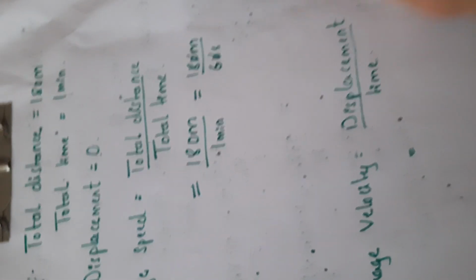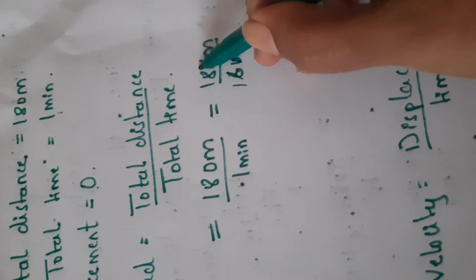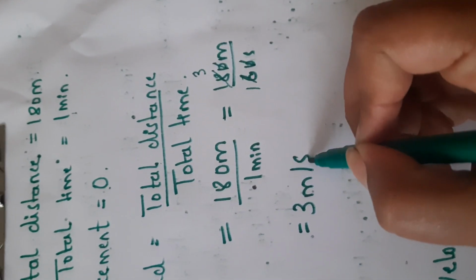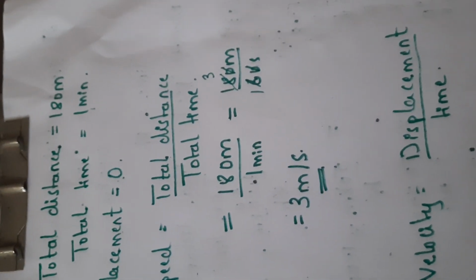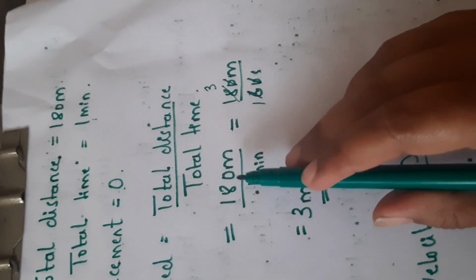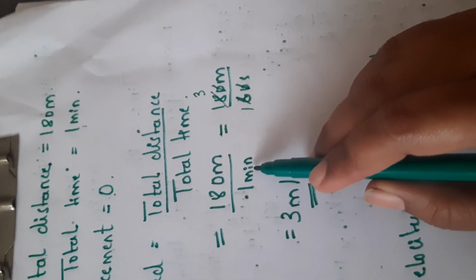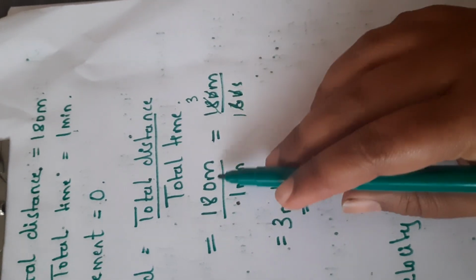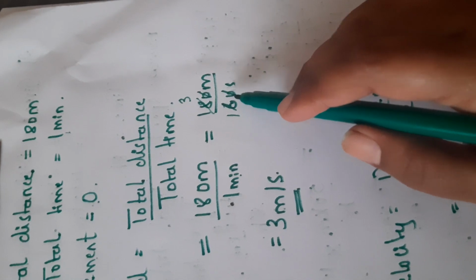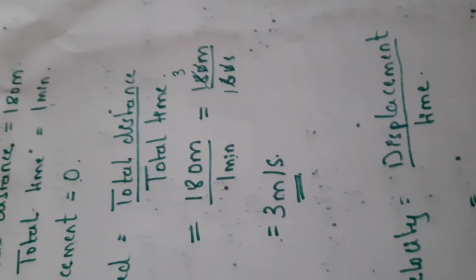See, 0, 0 gets cancelled. Is it clear to you now? 0, 0 gets cancelled. 6 ones are 6, 6 threes are 18. You are getting 3 meter per second as the average speed. Total distance is 180 meter. Time is 1 minute. It should be in kilometer per hour or meter per second. Since the distance is given already in meter, to convert minute to second is simple. So what we did is, in the numerator 180 we kept as it is, 1 minute we converted to 60 seconds. So 0, 0 gets cancelled, 6 ones are 6, 6 threes are 18, 3 meter per second is the answer.